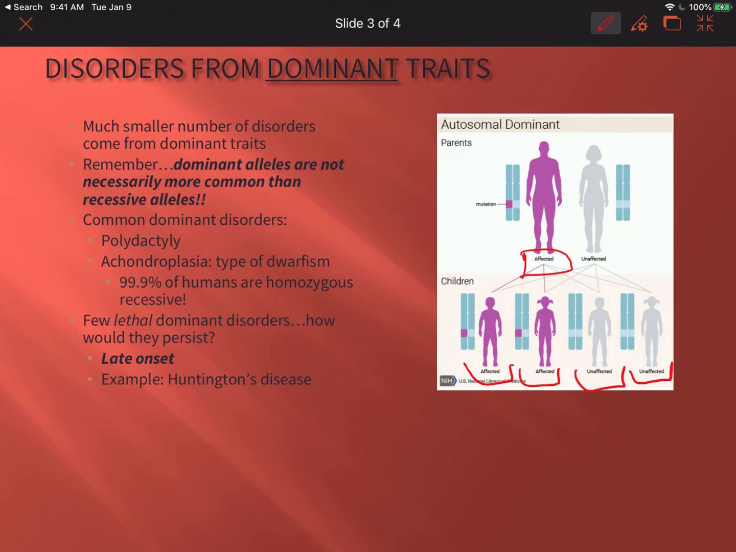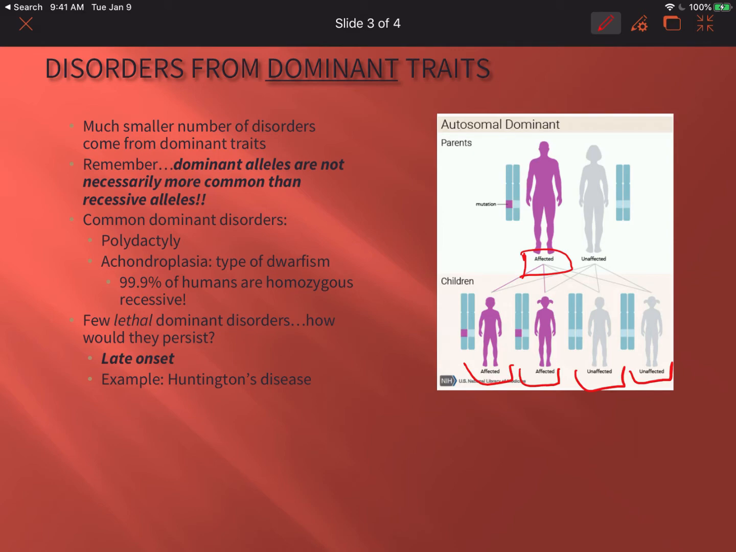And so remember, just because it's a dominant allele doesn't necessarily mean it's more common than the recessive allele. And so if you think about it, because I think you guys always think the recessive allele is kind of ingrained in your head as the bad thing. Sometimes having 2 copies of that recessive allele is a good thing. So some common dominant disorders: polydactyly, which basically means you have many fingers, more than 5 fingers. Achondroplasia, which is basically a type of dwarfism. And so we look at dwarfism as an example of that.